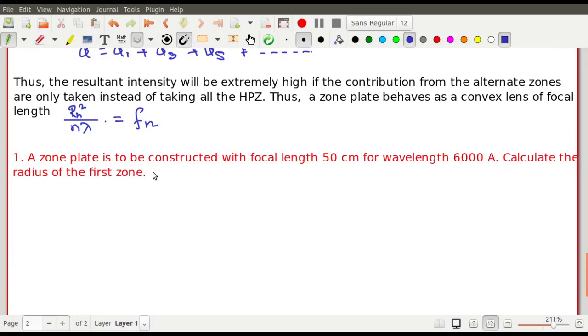Calculate the radius of the first zone. We have to find the radius of the first zone, so this is a very direct formula. Using the direct formula you can write that the focal length is given by, don't write fn, I should remove fn. This is the focal length only.